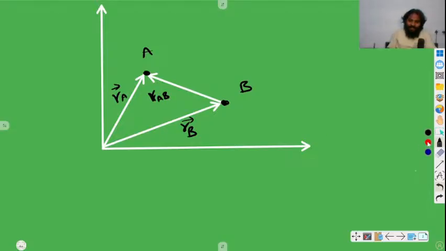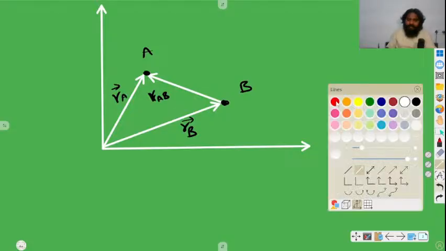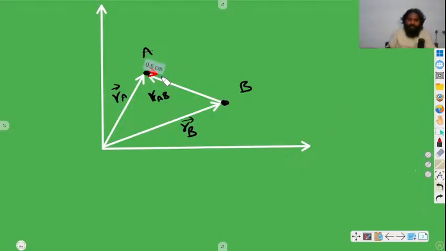At the same time, if I take one more arrow from A to B, what is it telling here? This is the position of B with respect to A, right? A lot of difference is there right now.